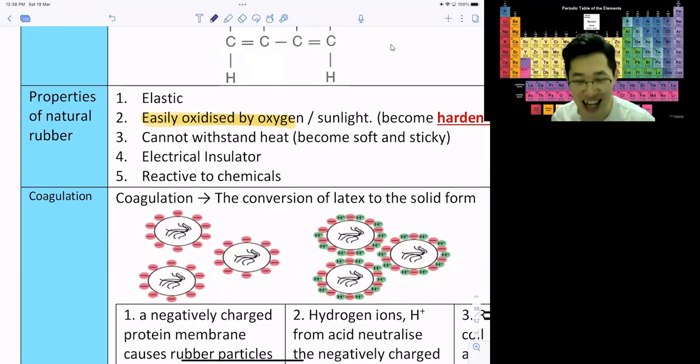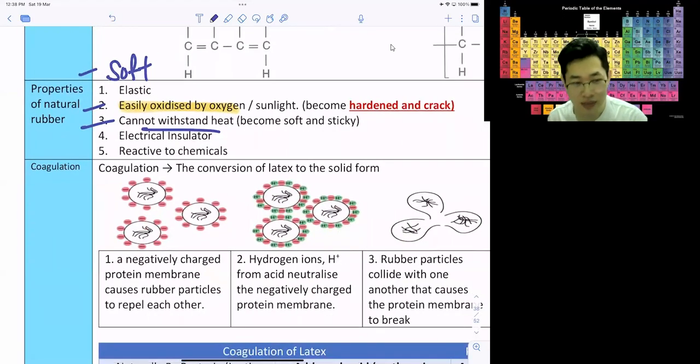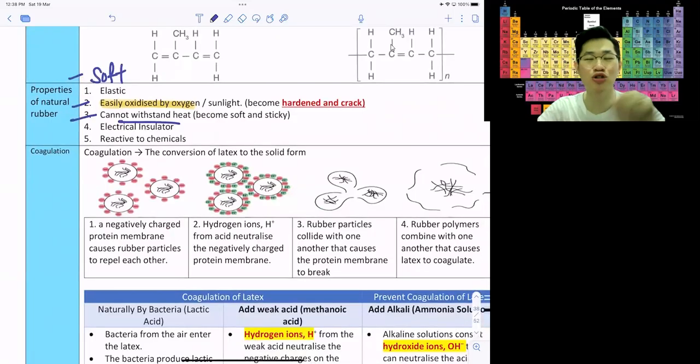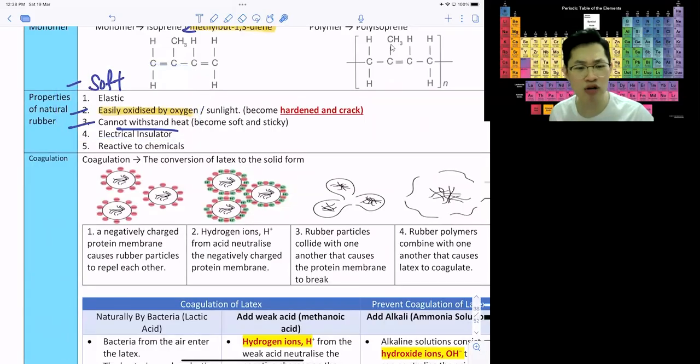Another example is that it is soft. I think the easier ones to remember are soft, easily oxidized, and cannot withstand heat, or low heat resistance. At least these three, because later they want you to compare the upgraded rubber and this normal rubber. These three are the bad things about natural rubber. So when they ask why you don't want to use natural rubber, your answer will be: because it's soft, it is easily oxidized, and has low heat resistance.